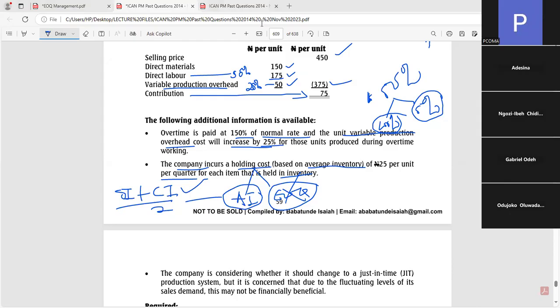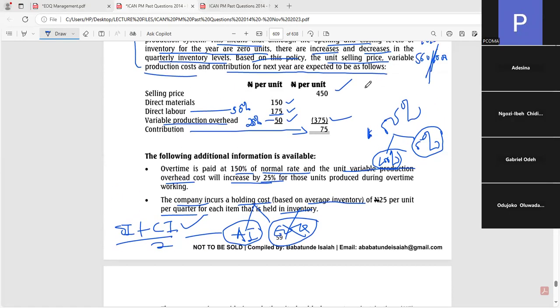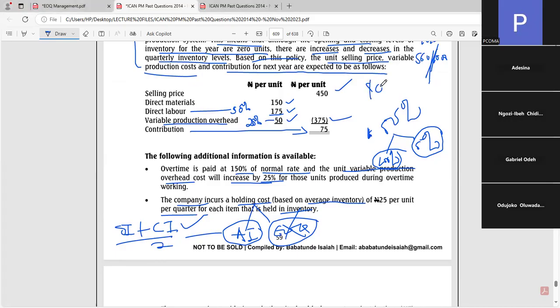Somebody is asking me why I said 50%. He doesn't understand why I am saying that the amount is increasing by 50%. Your salary is 100,000 naira. Then I told you that if you work overtime, overtime will be paid at 150% of your normal rate. Your normal rate is 100,000.